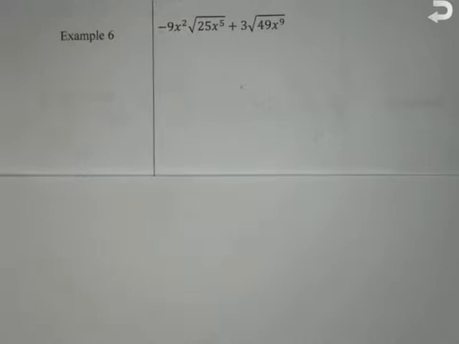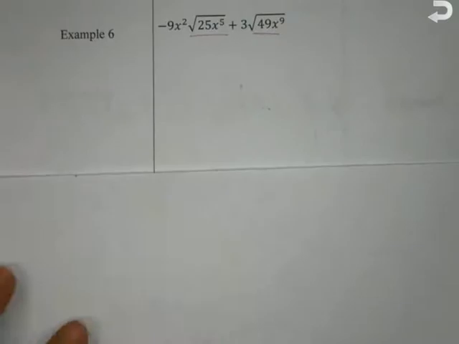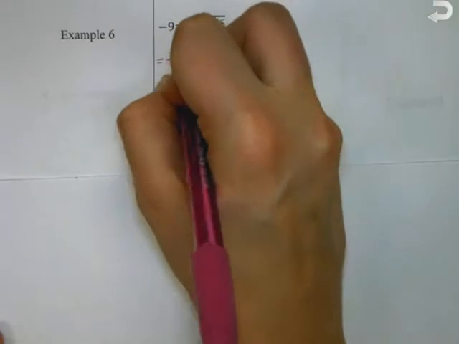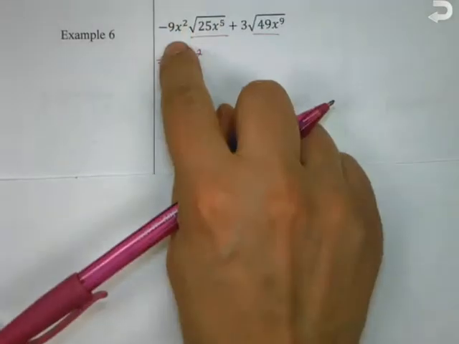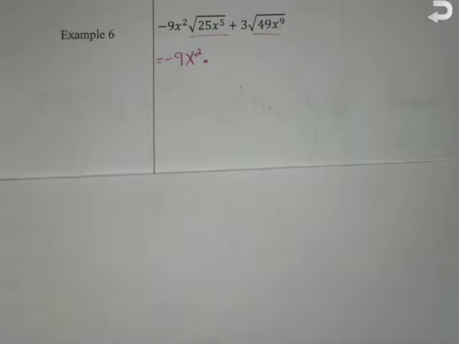Okay, now obviously I can't add these together right away, right? The roots are definitely not the same. So what we have to do is simplify as much as we can first and see if they simplify down to the same. So this is going to give me negative 9x squared, what's on the outside, times whatever I can pull out of the square root of 25x to the 5th. What can I pull out?